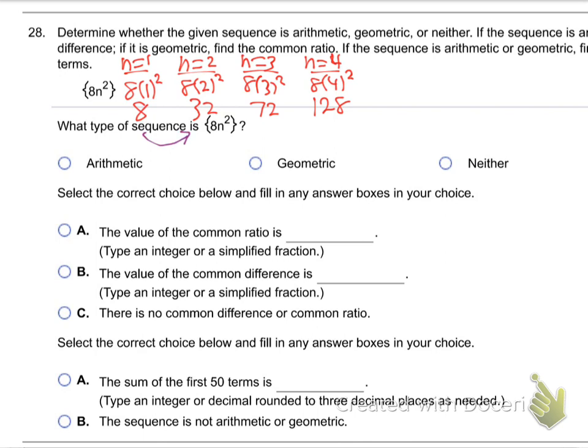If you thought it was adding, that would be adding what, 16? No. That'd be adding 24. It's not adding 24 because that won't work on the next one. Add 24, you don't get 72. It's not adding the same number every time.